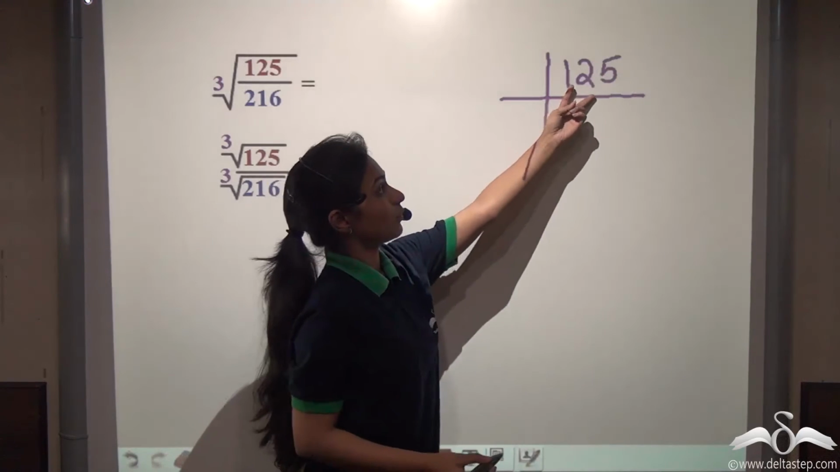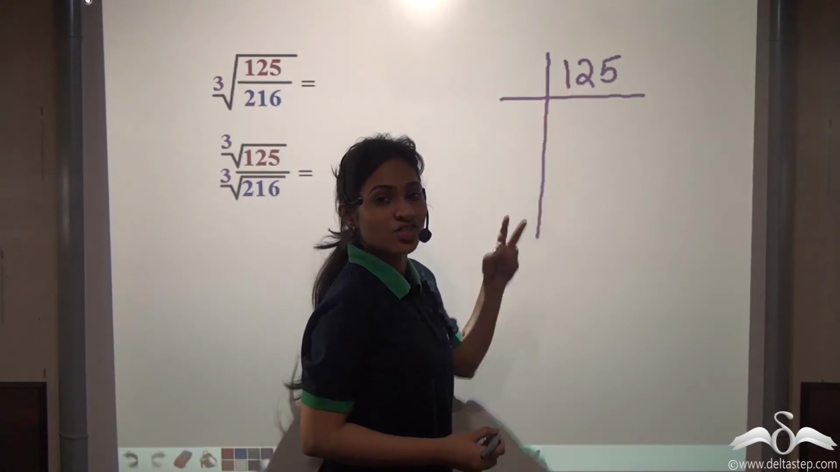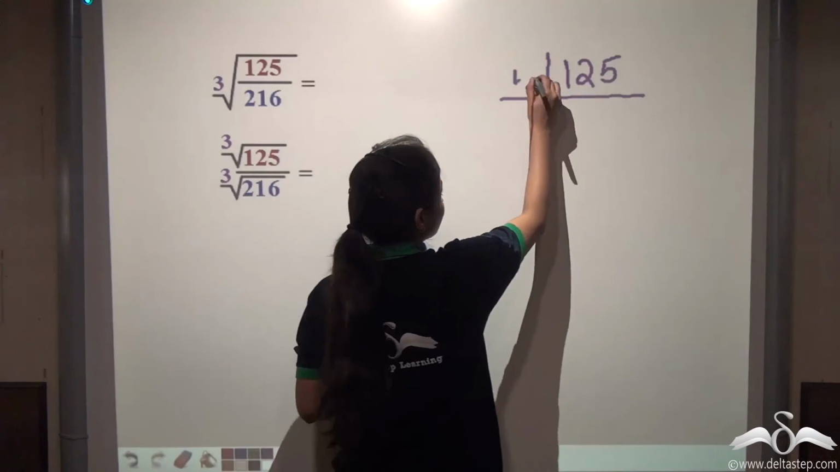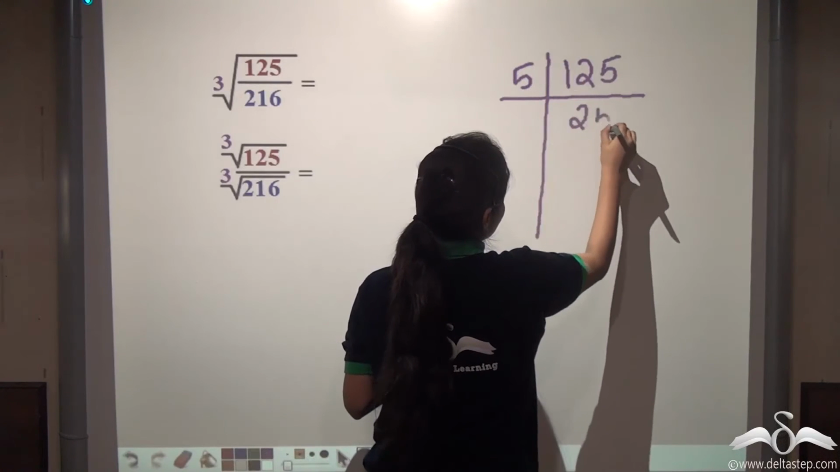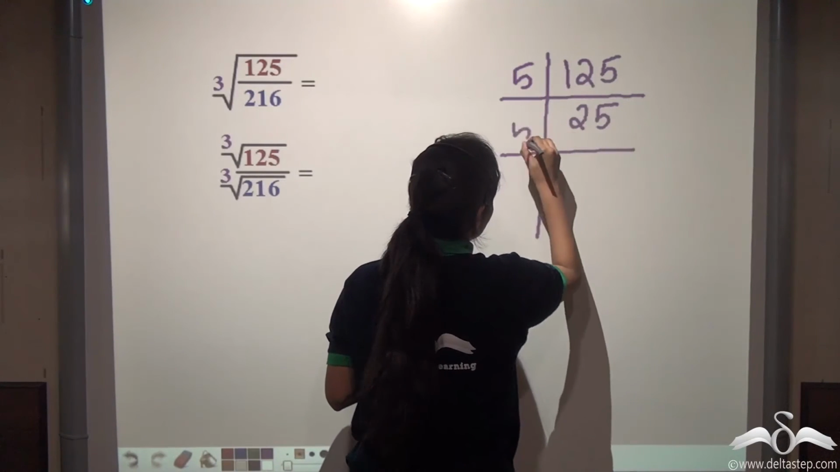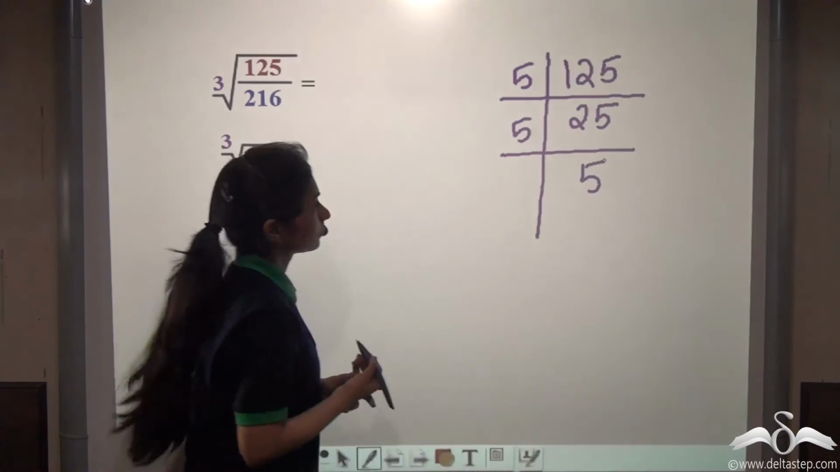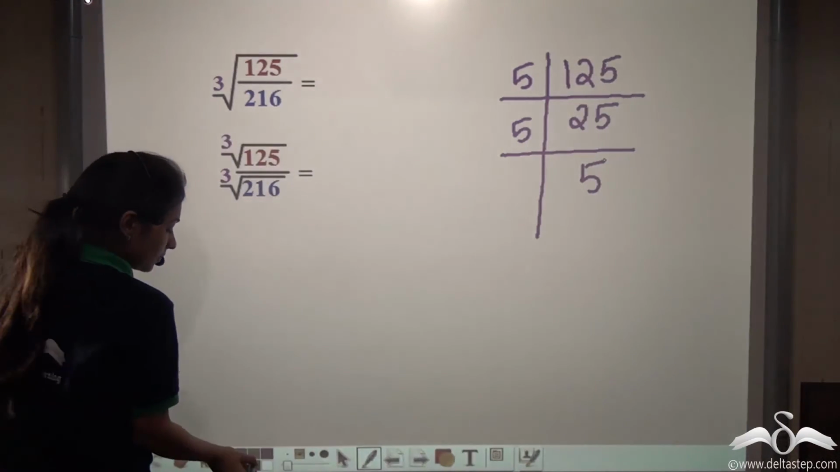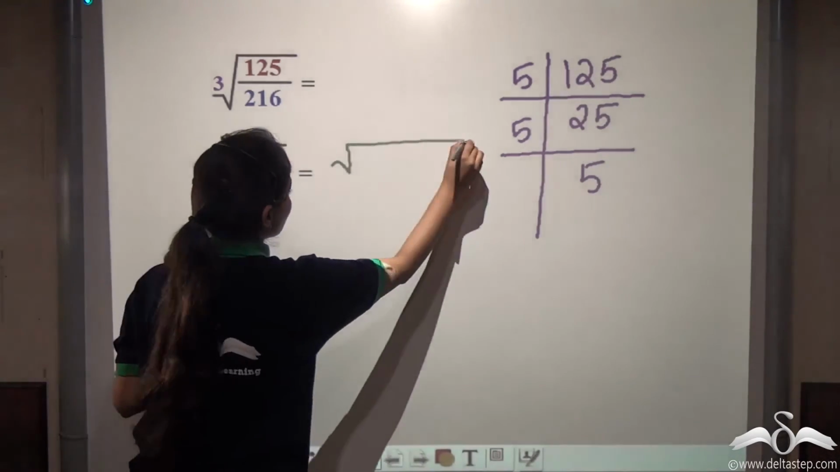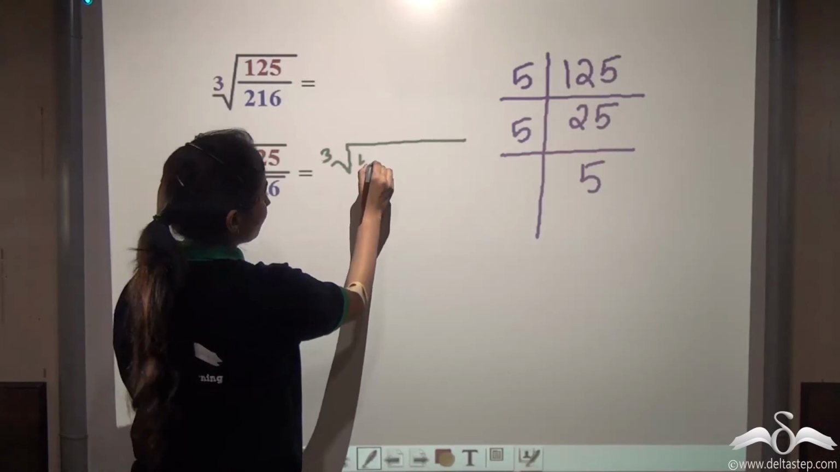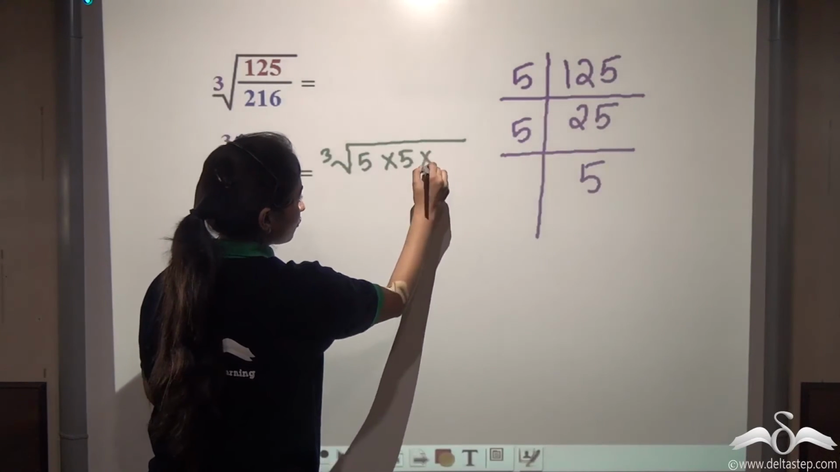Now you can see that 125 will be divisible by which number? 5. Right? So we can write the cube root of 125 as 5 into 5 into 5.